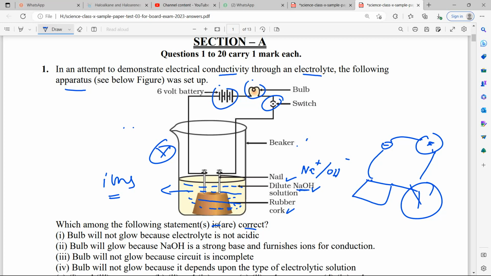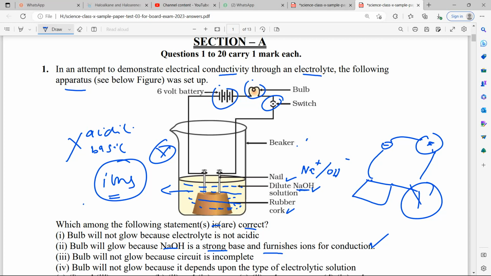So the right answer is: the bulb will glow because NaOH is a strong base and it furnishes ions for conduction. The conductivity does not depend upon whether the solution is acidic or basic. It needs only one thing. What is that? Ions, movement of ions. Ions must be there, and the electrons move through the ions.